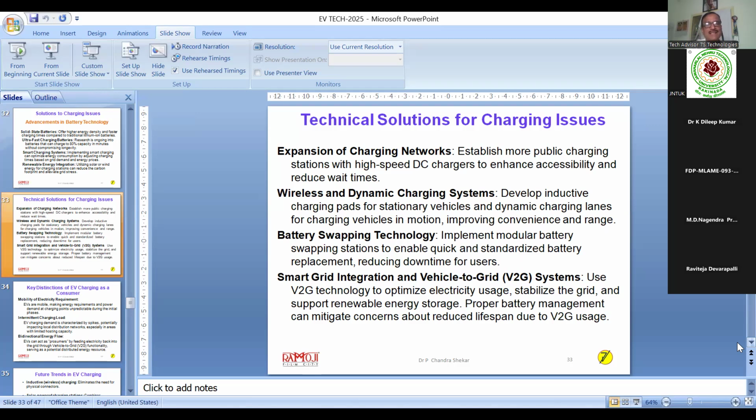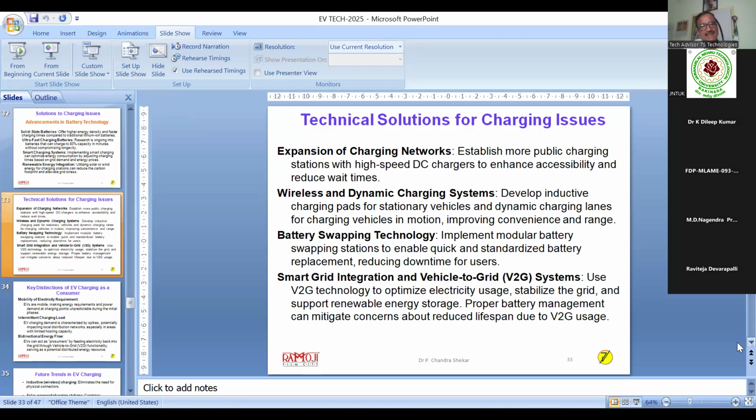Wireless dynamic charging system: develop inductive charging pads for the stationary vehicle and dynamic charging lanes for charging vehicles in motion, improving the convenience and range. Now, the new system is this: wireless, no more connector. Just as the vehicle moves around, it charges.